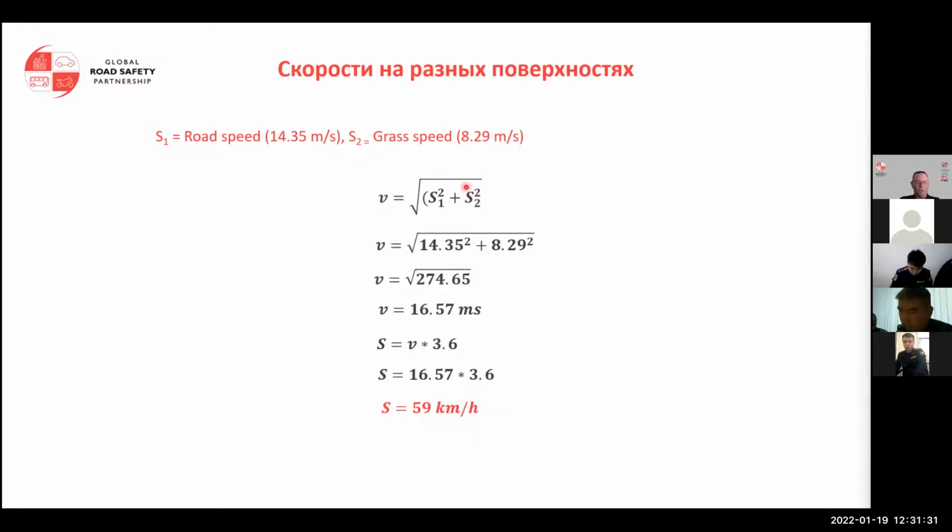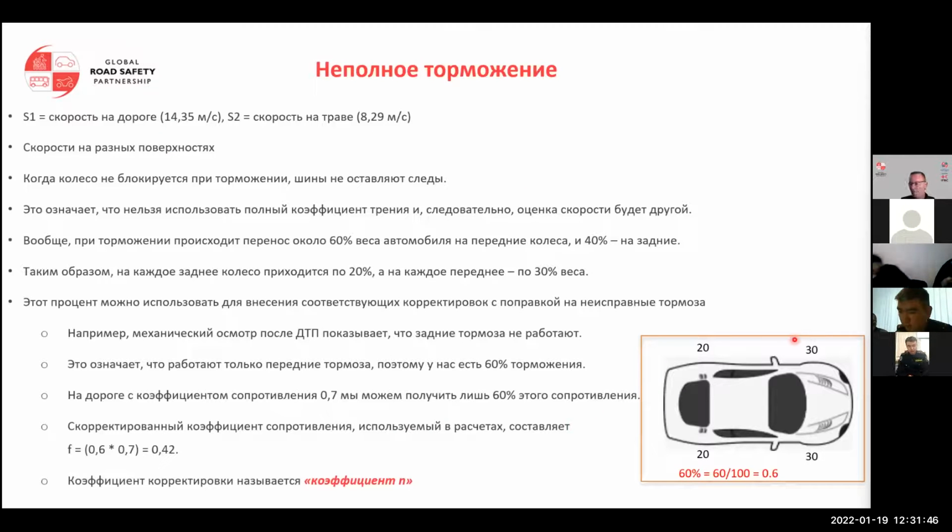So that's how we combine speeds. Just remember, don't add them together. Use this equation here. Square the individual speeds, add them together, take the square root for your answer. All right, let's talk about incomplete braking to give some detailed answer to the question we were asked.